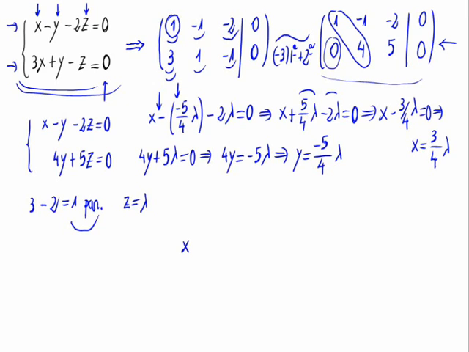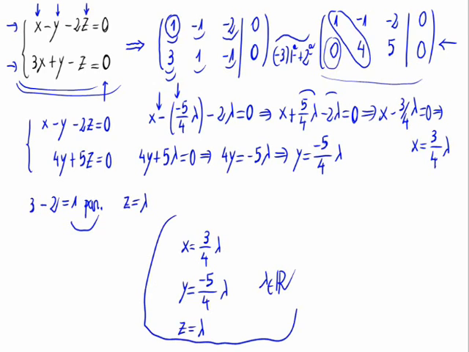So the solution of the system is x equals 3 divided by 4 times lambda, and y is equal to minus 5/4 times lambda, and z is equal to lambda, and lambda is a real number. Giving any value to lambda, we would obtain any of the infinite solutions of the system.